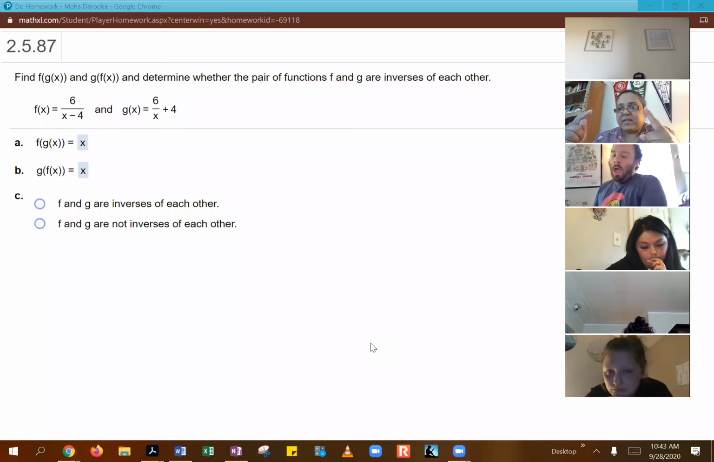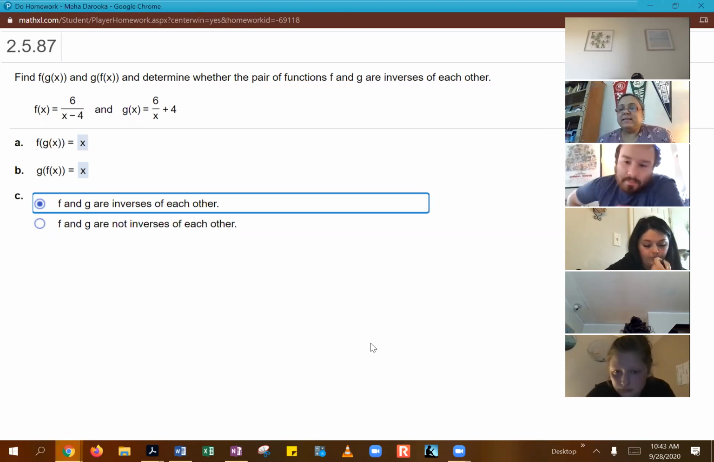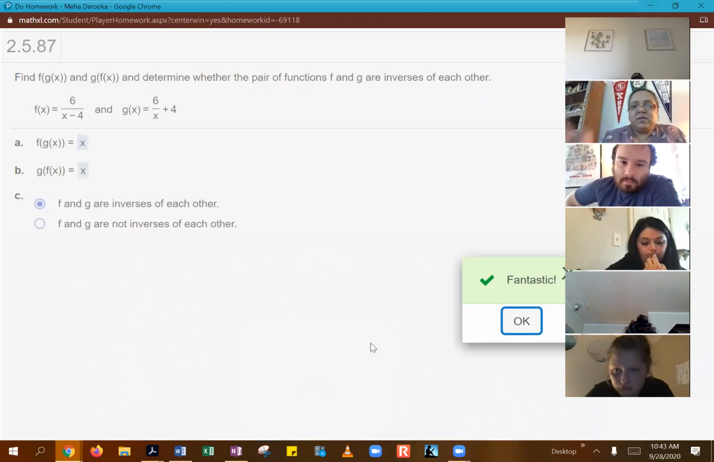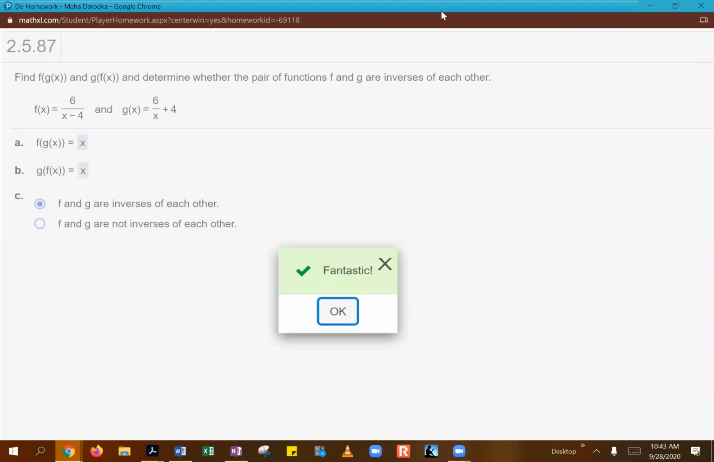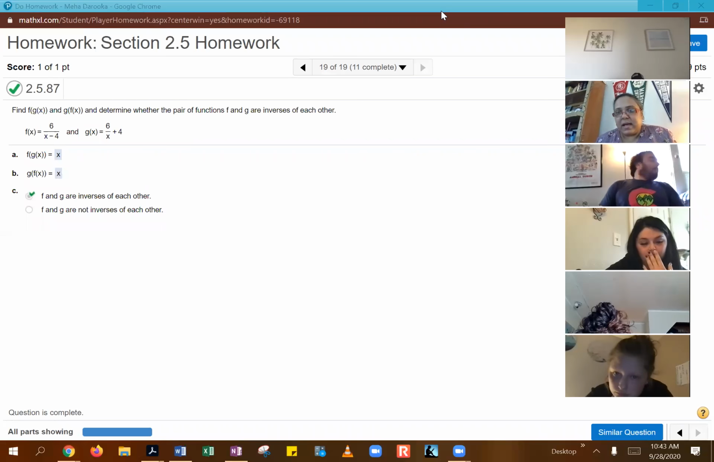So you can see I have x on the first composition. When we reverse the order, we also have x as our result on the second composition. So when both of them are x and x, we will say yes, they are inverses of each other. And that's the last part you got to do. Okay. And I think that was the last one on this one.